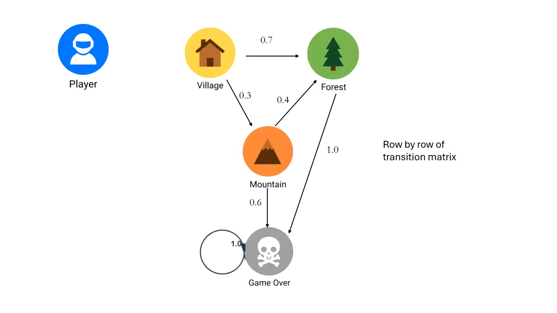So here's an example how we could express that particular transition matrix in a graph. And I think it's very useful to do this. It helps you kind of see what's exactly happening. So we got the village to the forest 0.7, village to mountain 0.3, mountain to forest 0.4. Forest is a game over once you get into the forest, right? That's an absorbing state, right? And then game over is obviously an absorbing state as well. So you kind of see the rows of the matrix translated into a graph, and that's very, very helpful.